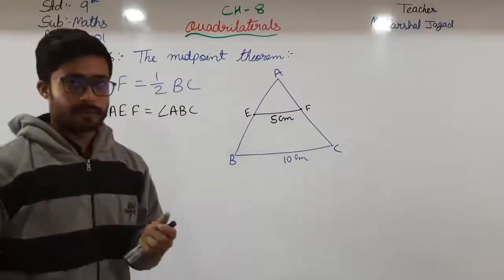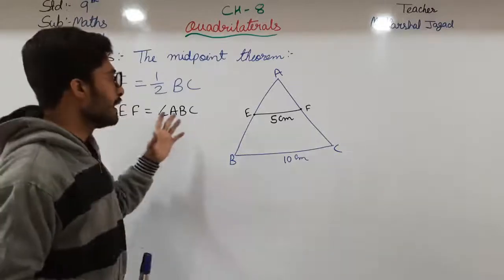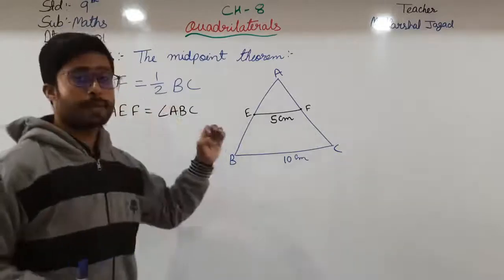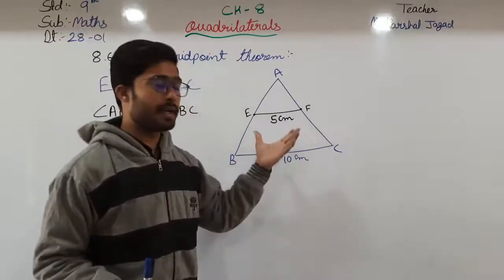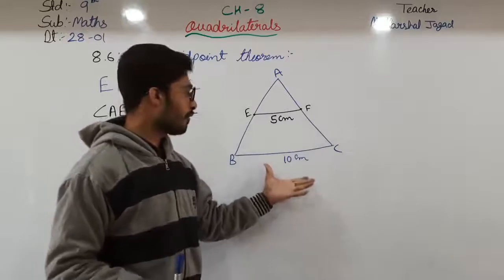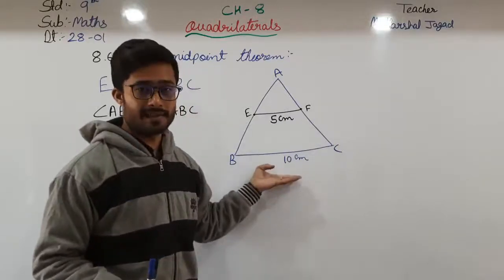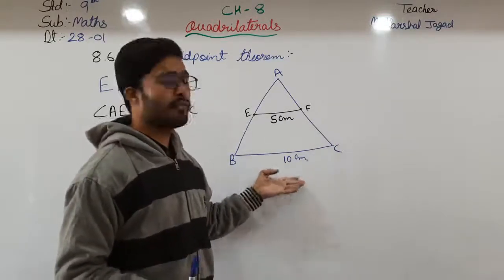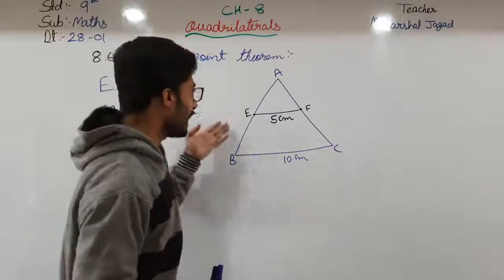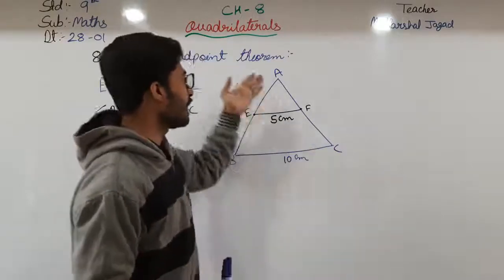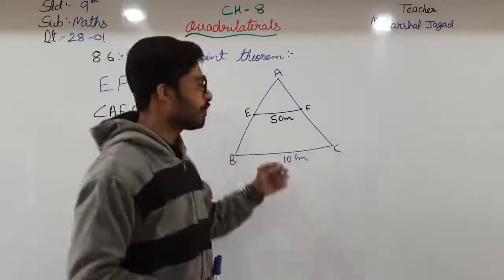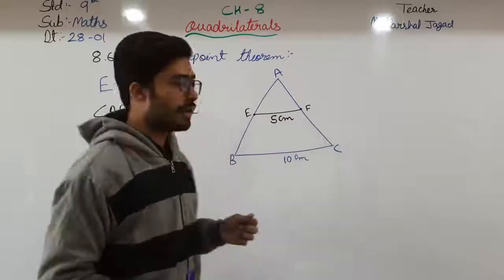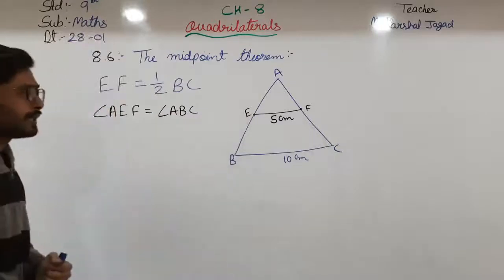So now they are telling, and according to the midpoint theorem, the midpoint in the triangle, the length will be half of the base. Length will be half of its base, and the angle ABC and angle AEF will be the same and they will be parallel to each other. Okay students, so this is about the midpoint theorem.